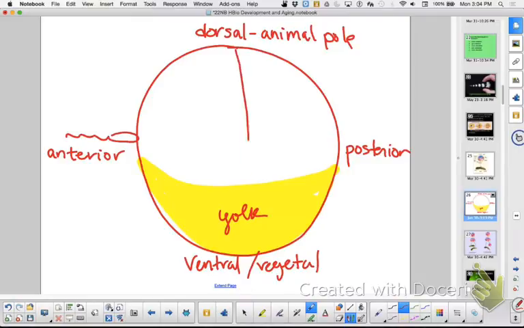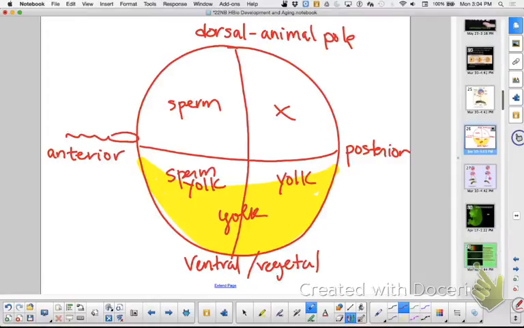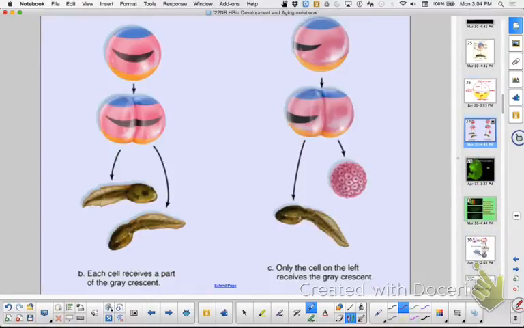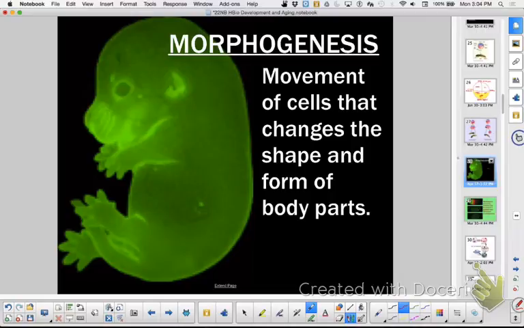So right away, when you're doing these divisions, you could see this one has sperm, this one has sperm and yolk, this one has just yolk, and this one has nothing. So we already have differences that set it up once cytokinesis takes place, once you go through mitosis. What's in the cytoplasm is going to influence what DNA is expressed. And we looked at different experiments with frogs, etc. Now, morphogenesis is playing out that expression. It's the movement of cells that changes the shape and form of the body parts. Morphogenesis is when you start to form those body parts.